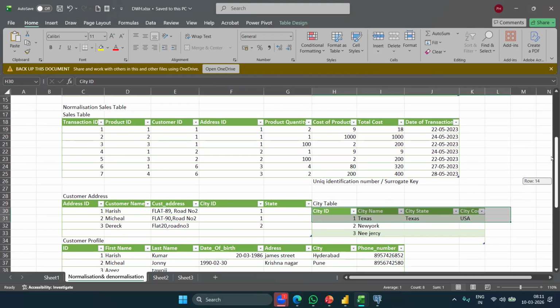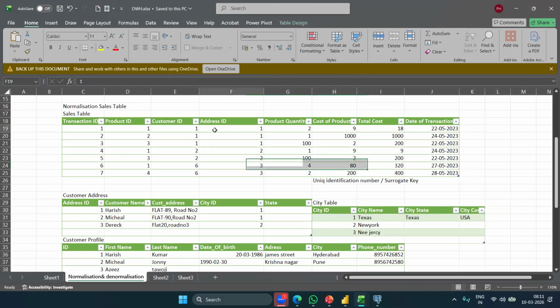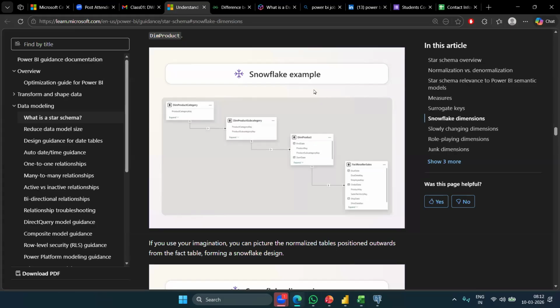Now, when you take this, the sales table, for the address where the product needs to be delivered, is going to pull the address details from the customer address, and for their city and state, it goes to the city table. So like parent, child, grandchild. If this relation is multi-level, then we term it a snowflake schema.